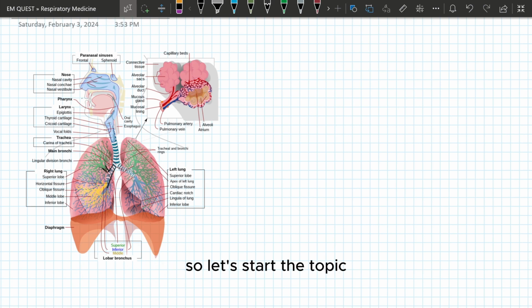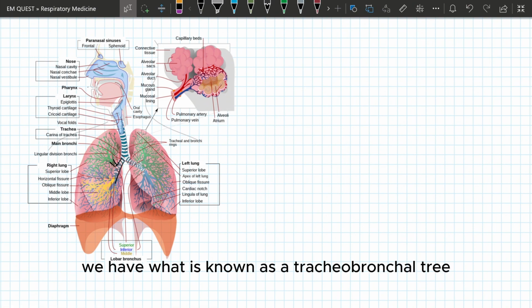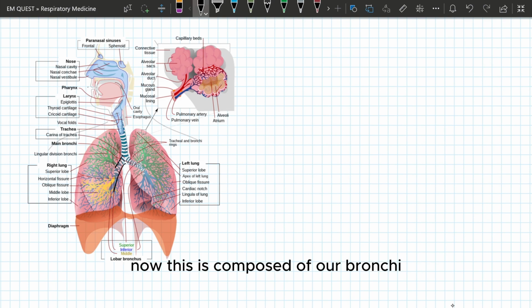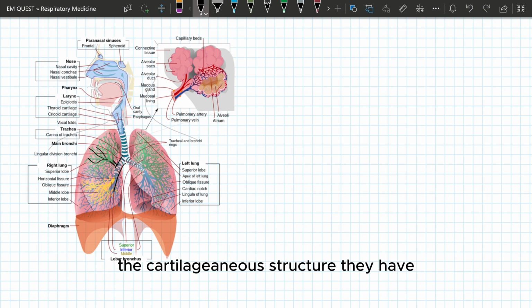smoking. So let's start the topic by talking first about the anatomy and the pathophysiology. Anatomy wise, we know that we have what is known as a tracheobronchial tree. Now this is composed of our bronchioles and our alveolar ducts. And each functioning unit of the lung is known as a pulmonary acinus. The way our bronchioles remain patent is by the cartilaginous structure they have, and the way our smaller bronchioles stay patent is with the recoil of the lung parenchyma.